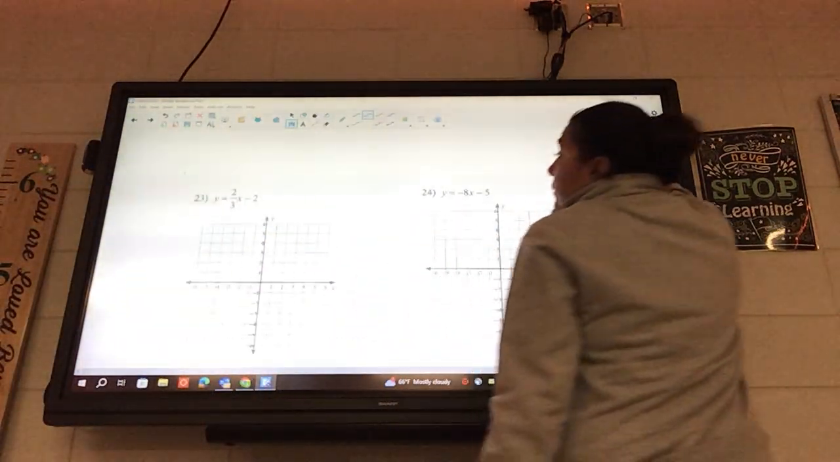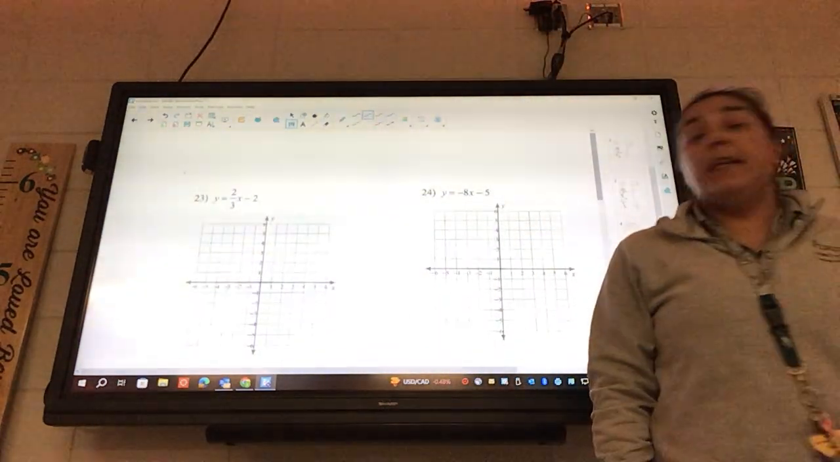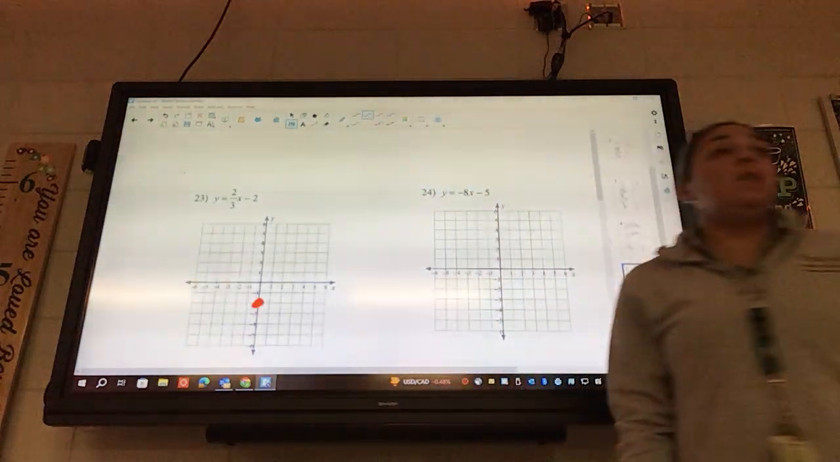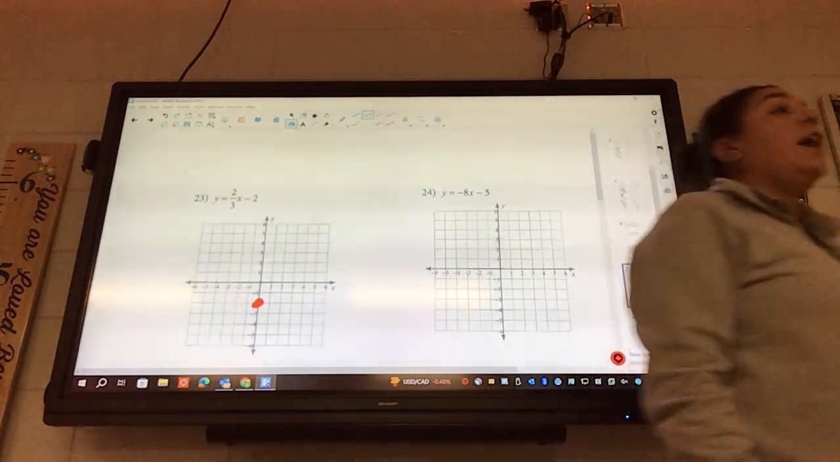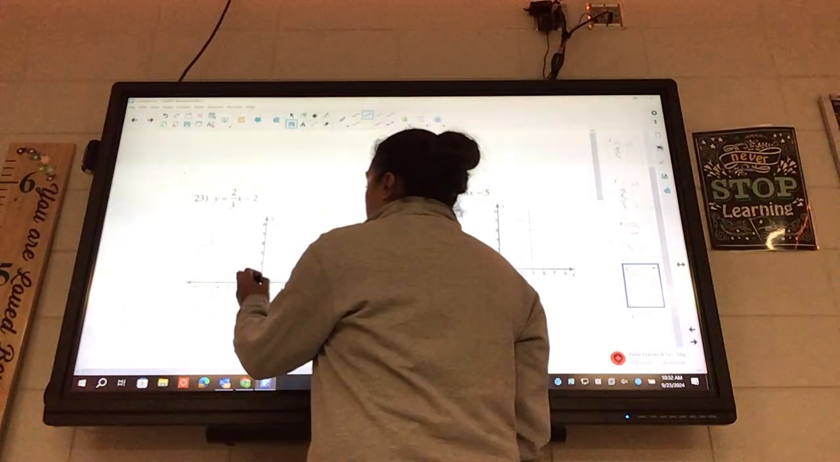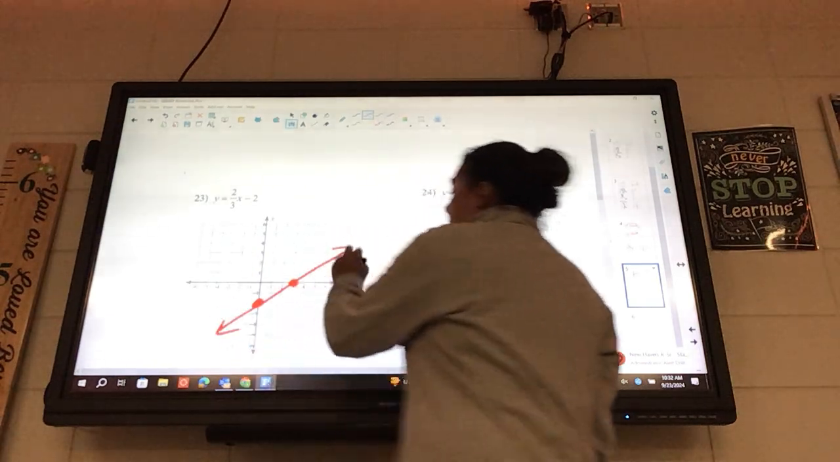23. This graph starts where? At -2. Okay, and it has a slope of 2 over 3. So you're gonna rise 2, so go up 2 and run 3. So go over 3. Which way am I gonna go over 3 though? To the right. And to the right 3. Yep, we need a positive line.